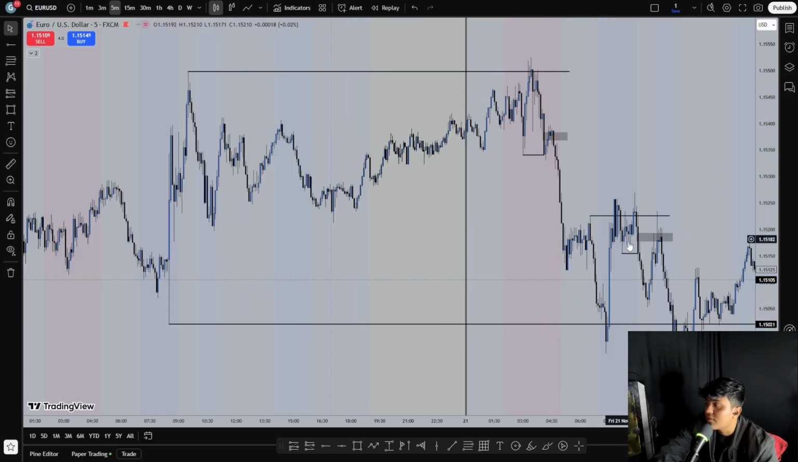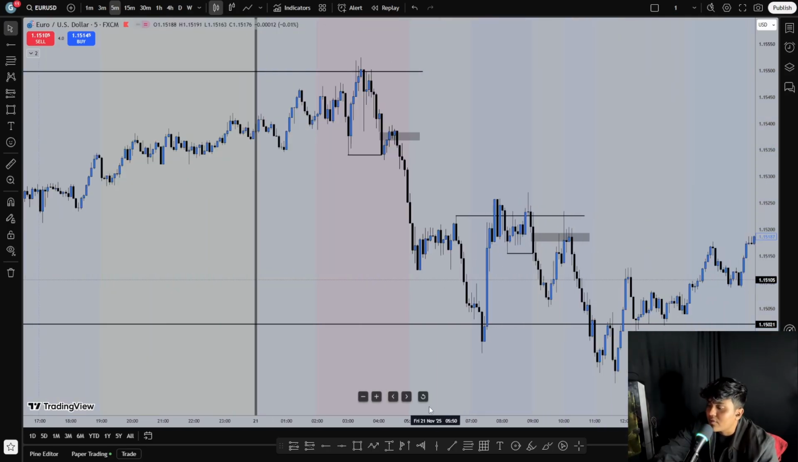So now let's look at the New York session. What happened in the New York session? It made a lower high from here. This is a lower high over here. Okay, then it made a lower low. All of a sudden it made a higher high.